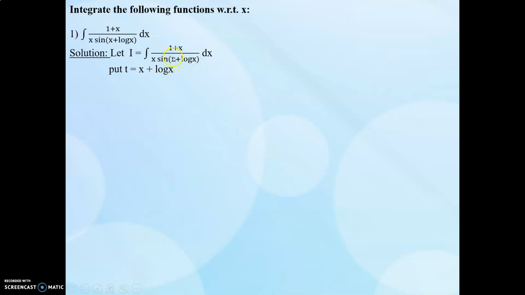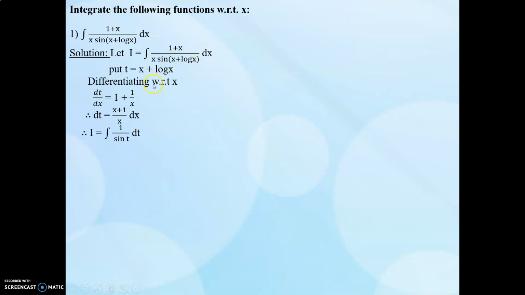Mostly if the term consists some root term, power is there, then some terms which is inside the bracket, that kind of terms we used to give substitution. You can check it before substituting derivative is existing or not. So t is equal to x plus log x. Differentiating with respect to x, you are getting dt upon dx is equal to 1 plus 1 upon x. Taking LCM, x plus 1 upon x dx. So dt you can substitute with x plus 1 upon x dx.